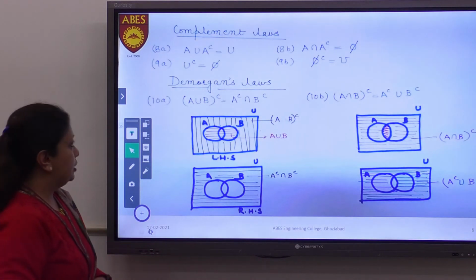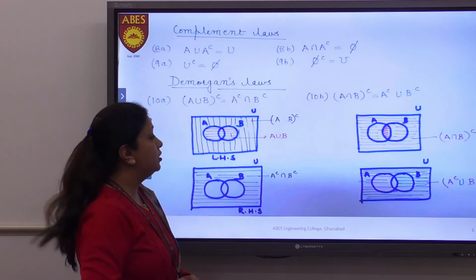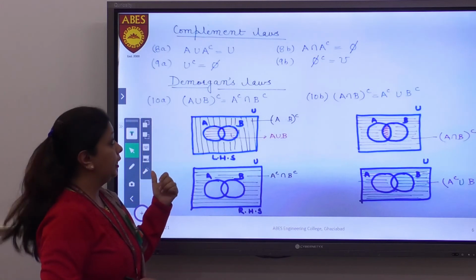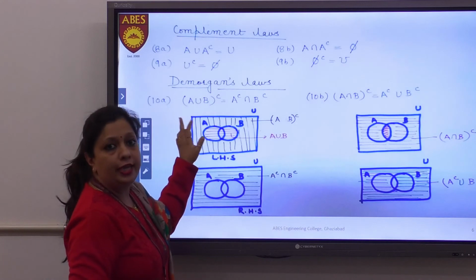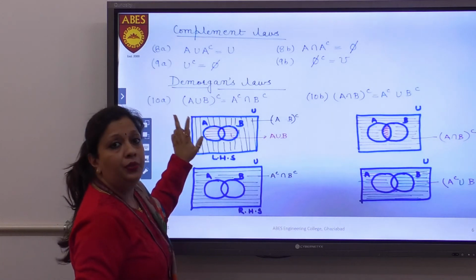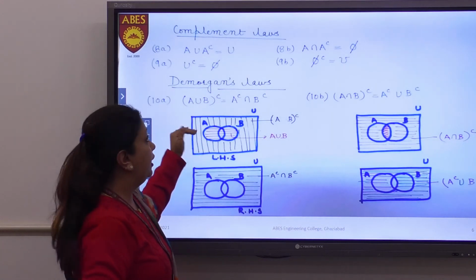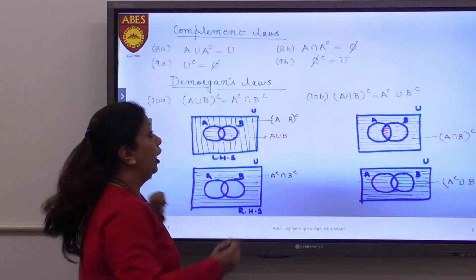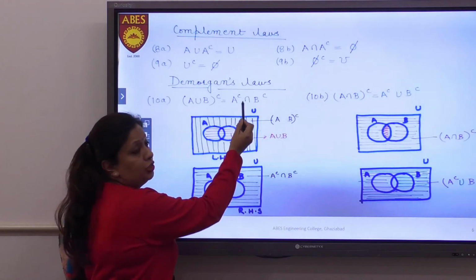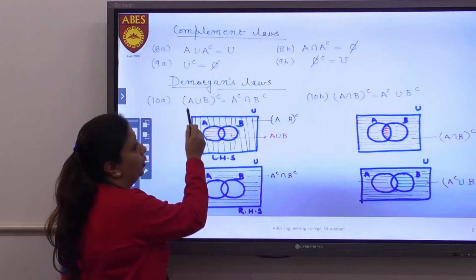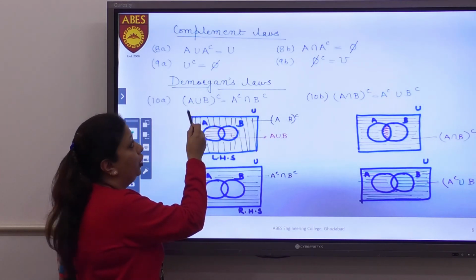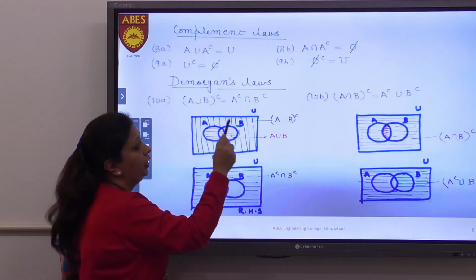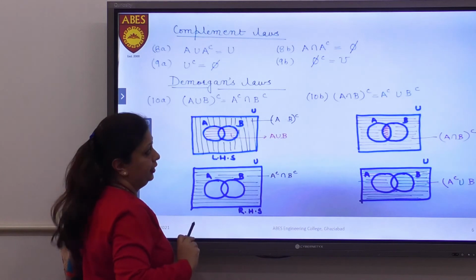Now coming to the last law, which is known as De Morgan's law. So what does De Morgan's law say? That if I have two sets A and B and I take the union of these two sets and then the complement, the result will be equal to A complement intersection B's complement. That is, when we open the braces, we just reverse the sign. In place of union, we make it intersection.